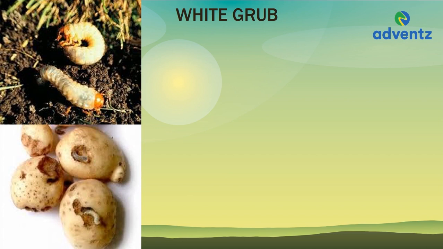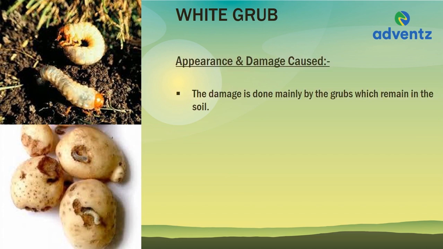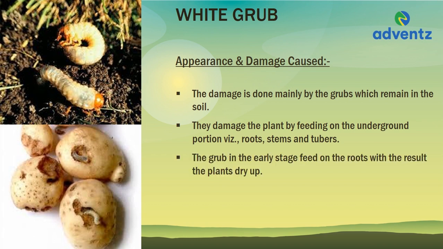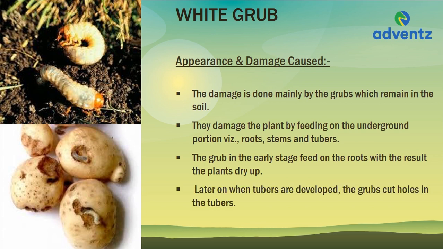The damage is mainly done by the grubs which remain in the soil. They damage the plant by feeding on the underground portion, which is roots, stems, and tubers. The grub in the early stage feeds on the root, which results in the plant drying up. Later on, when the tubers are developed, the grubs cut holes in the tubers. The market value of such tubers is greatly reduced.